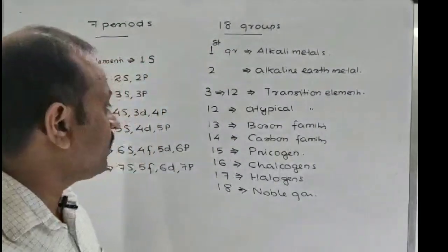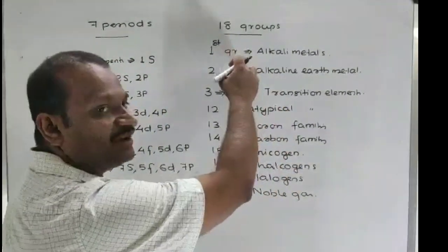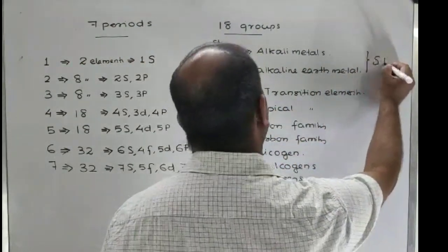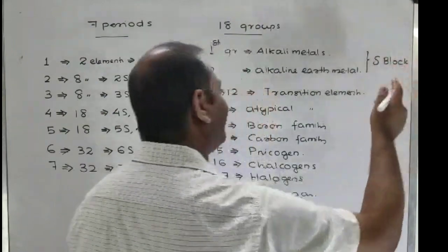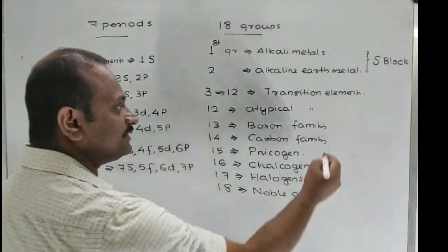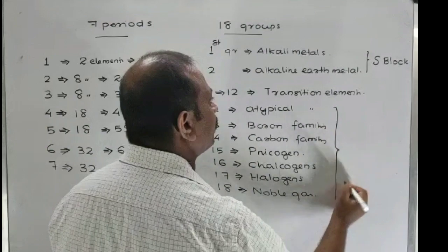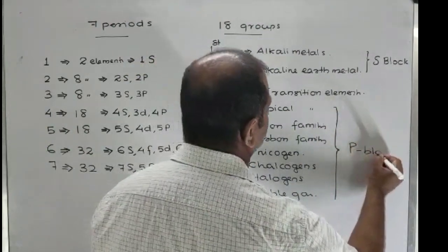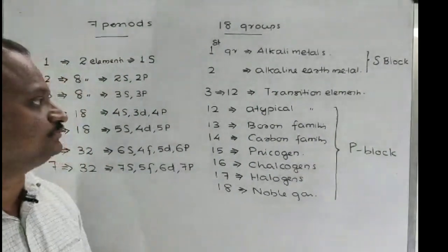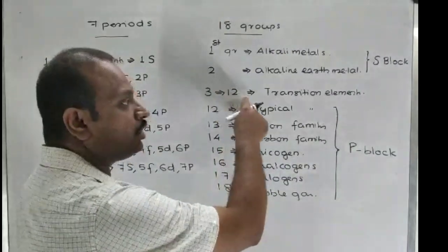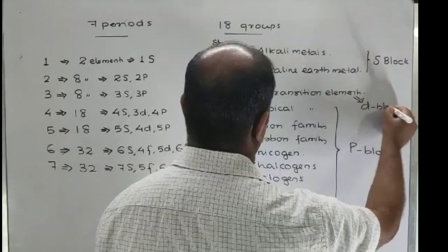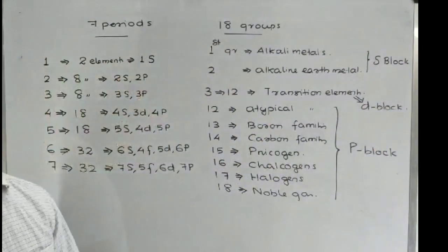And see some more points here. The first group and the second group together are called s block elements, because their last electrons enter into the s orbital. Now groups 13 to 18 are called p block, because their last electron enters into the p orbital. And 3 to 12 are called transition elements, or we call them d block elements.